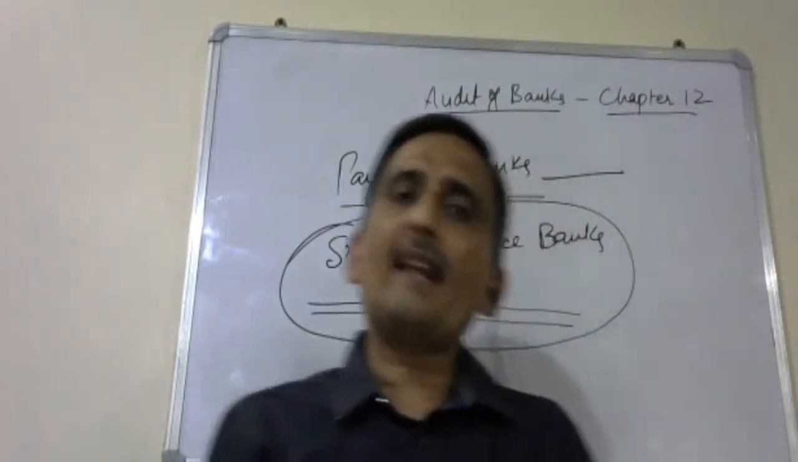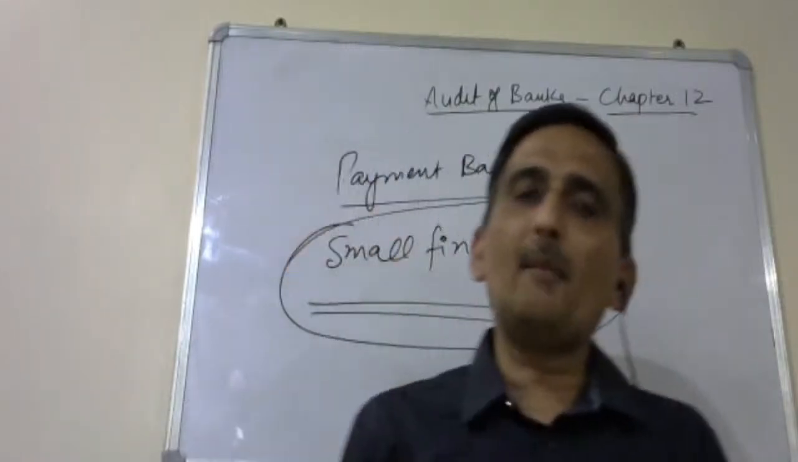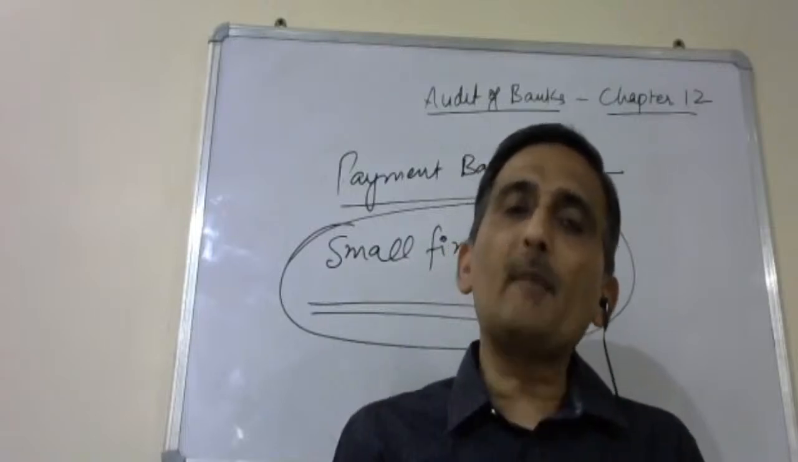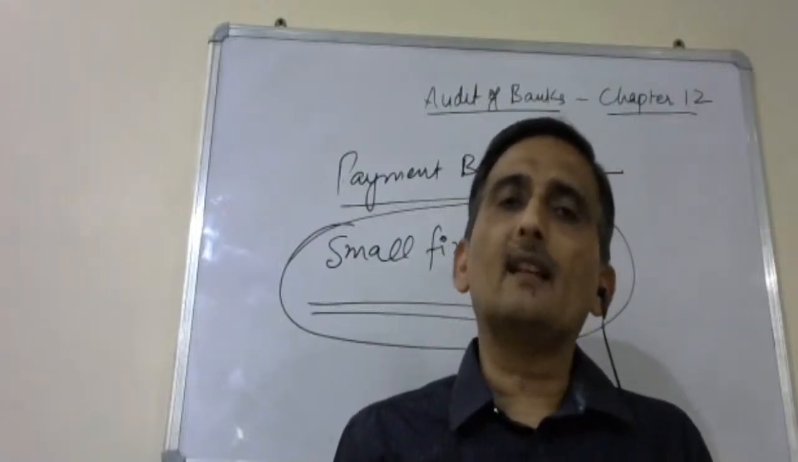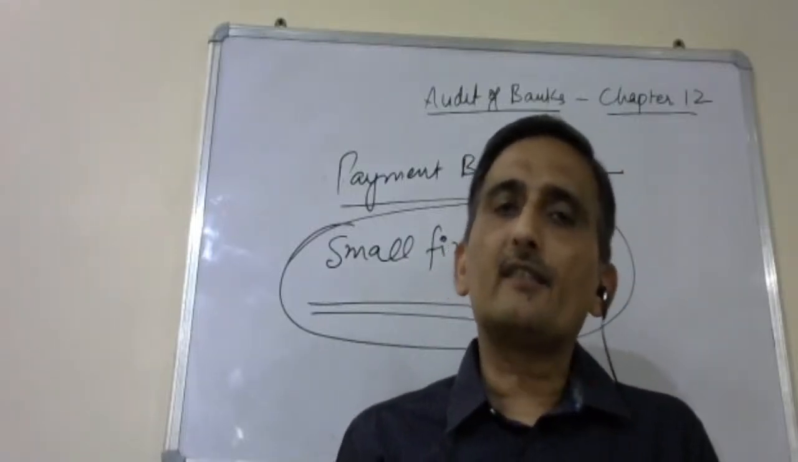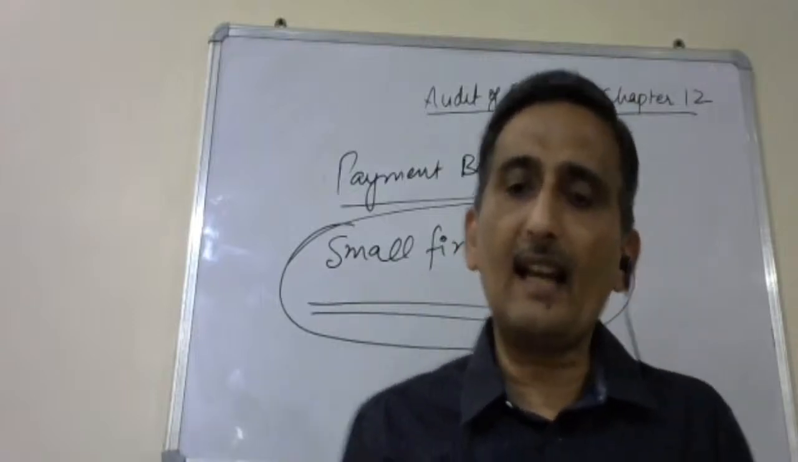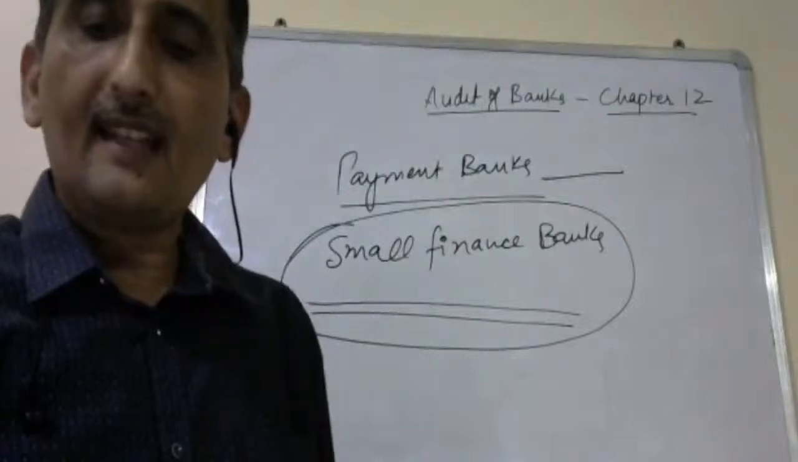These are the categories of banks: first we have considered commercial banks, then there are development banks, RRBs (regional rural banks), cooperative banks, payment banks, and small finance banks. Is that clear, guys? Is that clear?